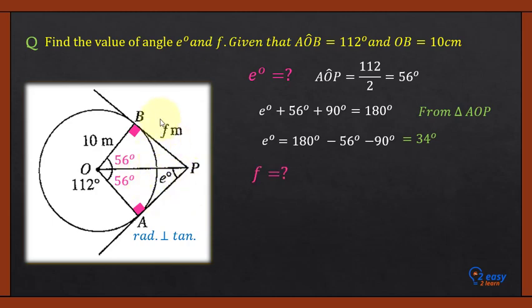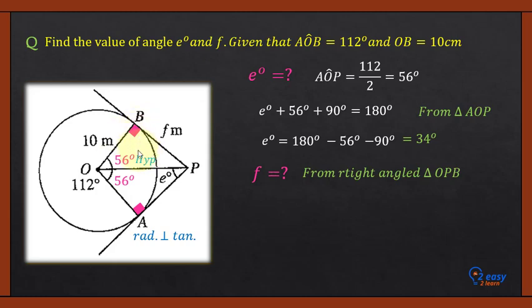Now we have to calculate the value of side F, which is the tangent. OBP is a right angle triangle, and the side opposite to this right angle is called the hypotenuse. Because it is a right angle triangle and an angle is involved, it means we can apply a trigonometric ratio. So let's see which trigonometric ratio can be applied to solve side F.